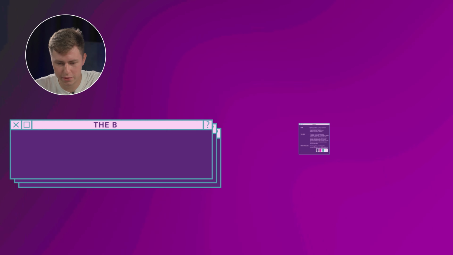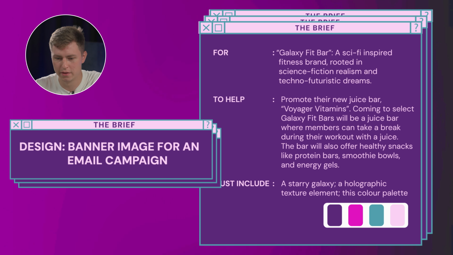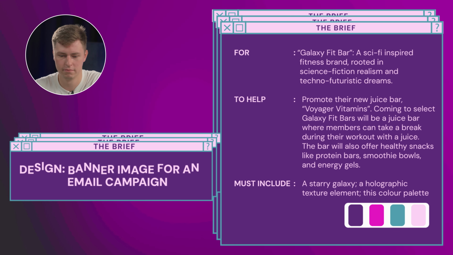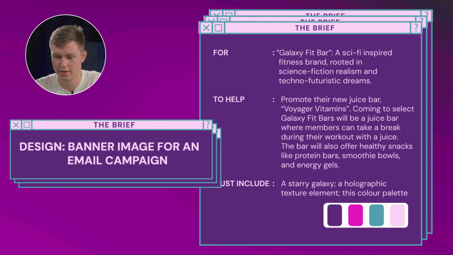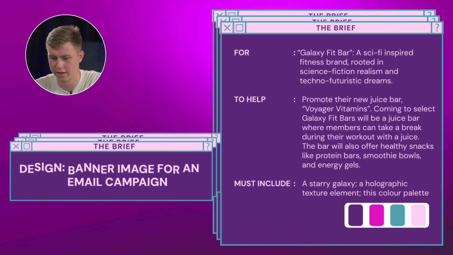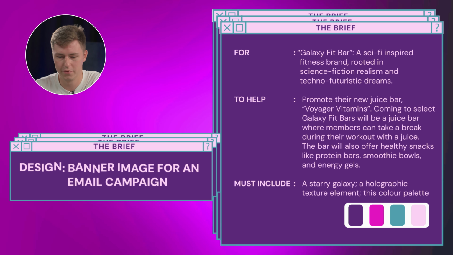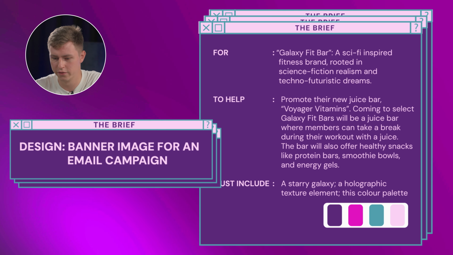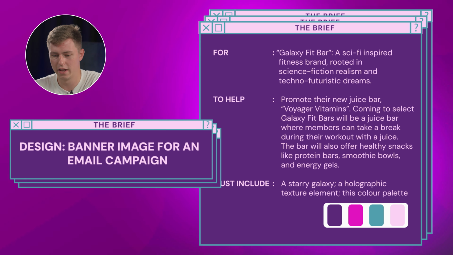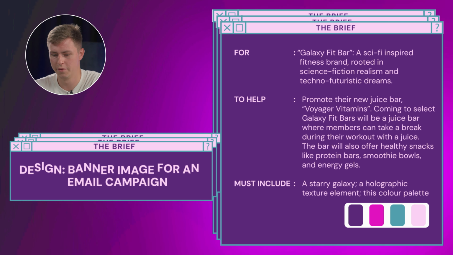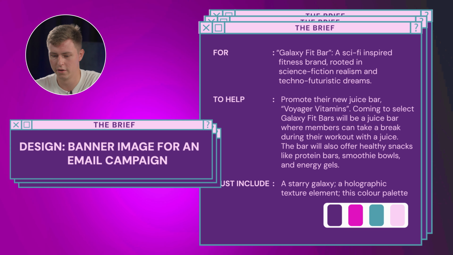Okay, so we received a design task for a banner image for an email campaign for Galaxy Fit Bar, a sci-fi inspired fitness brand rooted in science fiction. To help promote their new juice bar, Voyager Vitamins, it must include a starry galaxy, a holographic texture element, and a decided color palette. Okay, sounds interesting. Yeah? Okay, awesome. So let's get started. I'm gonna leave you guys to it.